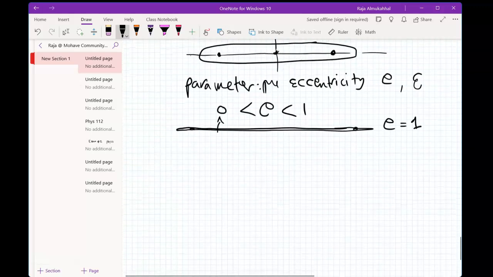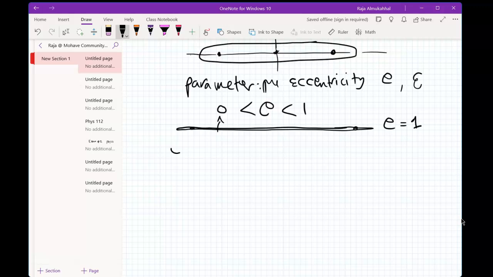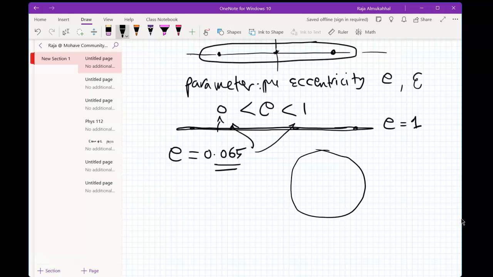So when we say, for example, that the moon's eccentricity around the Earth is 0.065, as you can see, this number is very close to 0 and much farther than 1. What that means is that the moon's orbit around the Earth is almost circular. In other words, the closer the number is to 0, the more circular the path is. The closer it is to 1, the more flattened it is, or more eccentric. You got that? Okay.